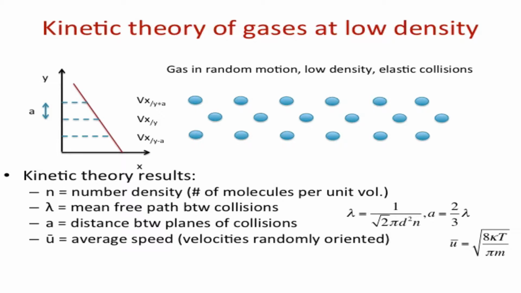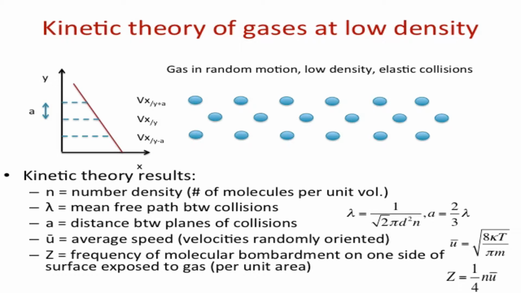Another result is that if I have an average speed, speed is just the magnitude of velocity vectors. These velocity vectors are in all possible directions, okay? And they're uniformly distributed all over the place, but the average speed for these molecules is related to temperature via the Boltzmann constant. The Boltzmann constant relates the energy of the molecule to the temperature. And this is the mass of the molecule, and pi is simply 3.14 and so forth. Okay. So this is again a result from kinetic theory that we will be using.